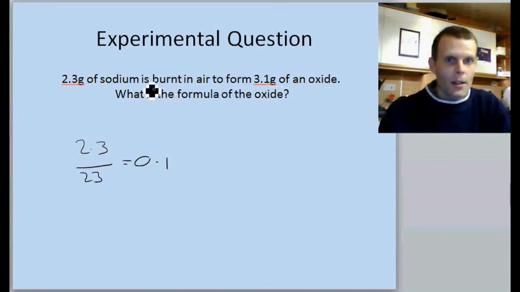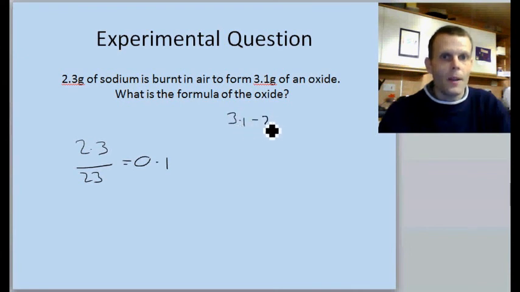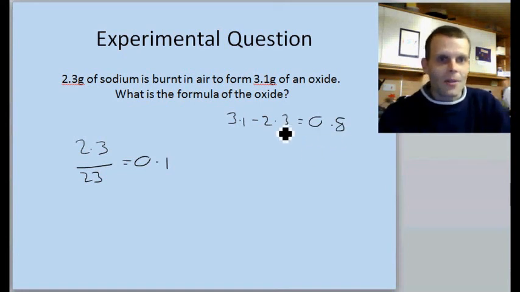So that oxide contains sodium and oxygen. So it means that the amount of oxygen that is in there must be that difference, which is 0.8. So that was our sodium, and that's the oxygen that gave the final mass of the oxide.